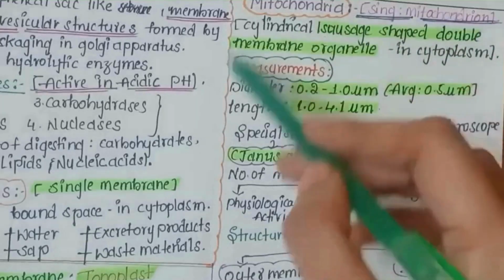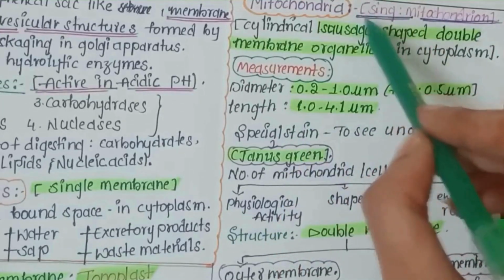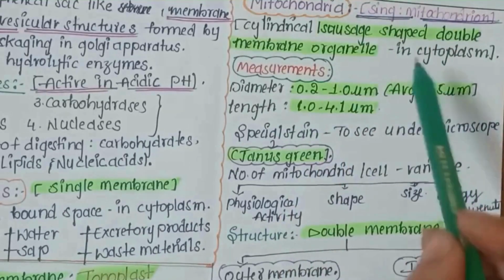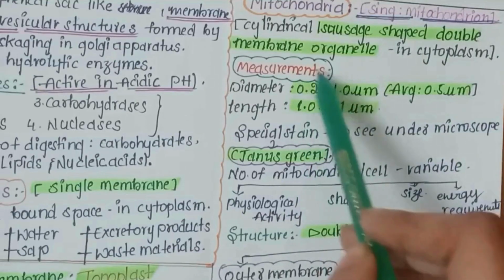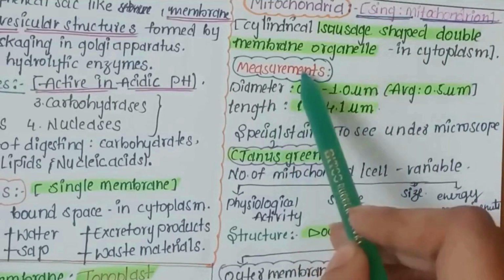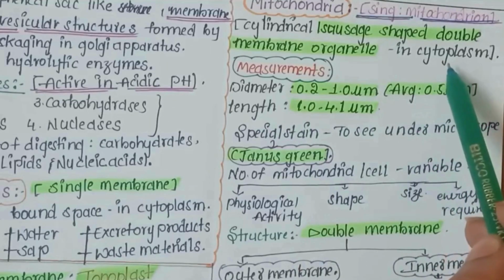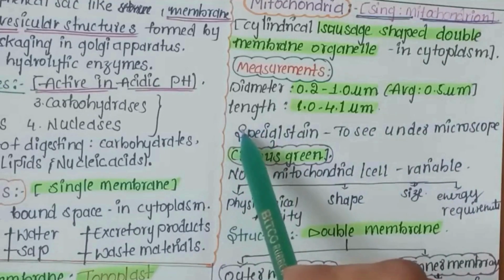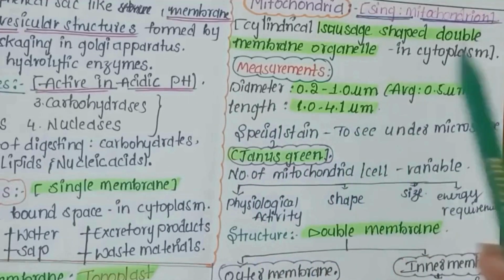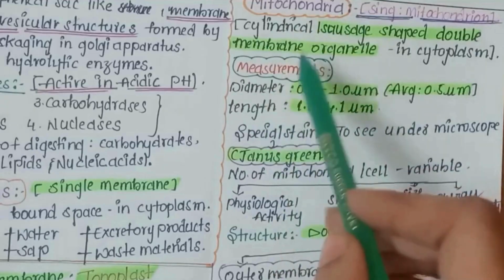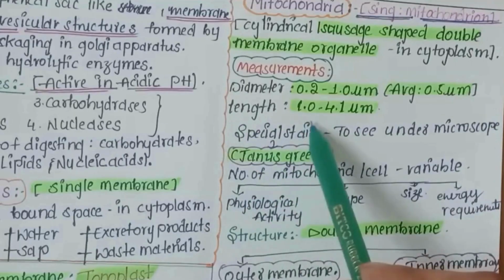Let's discuss mitochondria. As we all know, this is a cylindrical, sausage-shaped double membrane organelle which is present in the cytoplasm of the cell, which is 0.2 to 1 micrometer in diameter and on average 0.5 micrometers. Coming to the length of the mitochondria, it is 1 to 4.1 micrometers in length. To see the mitochondria under the microscope, we have to use a special stain known as Janus green B.